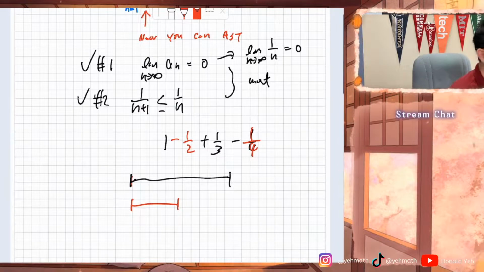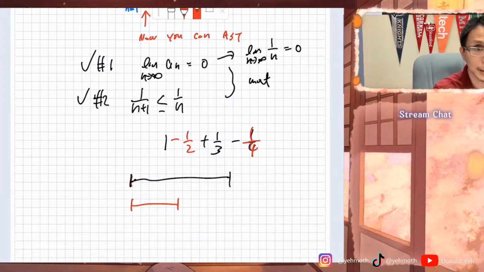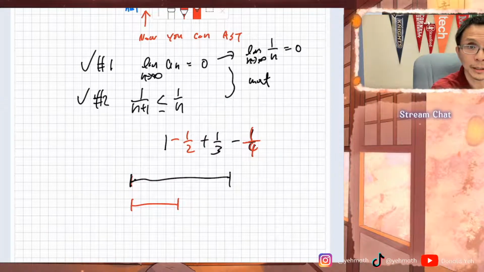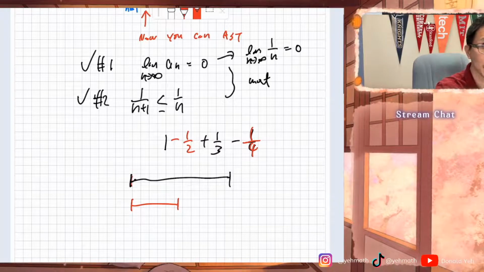Okay, so does that make sense? I'm going to give you something that you can see and that you can do, and you're going to compare whether that's true or not.